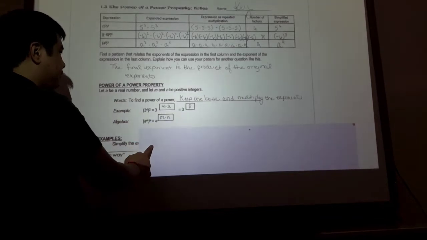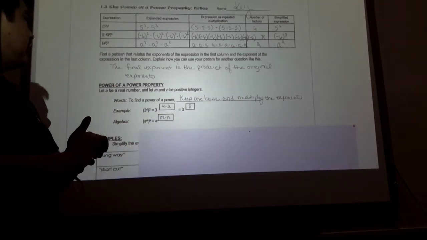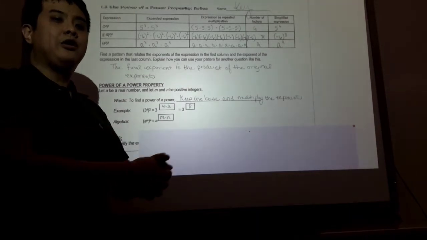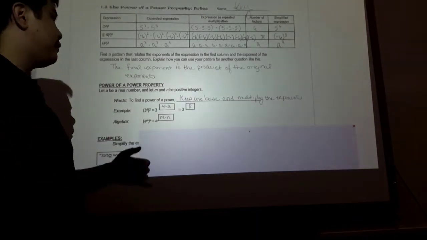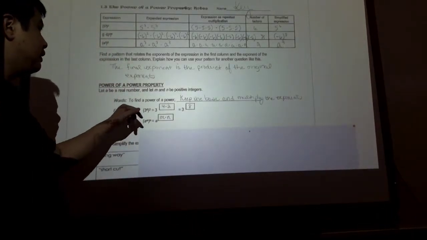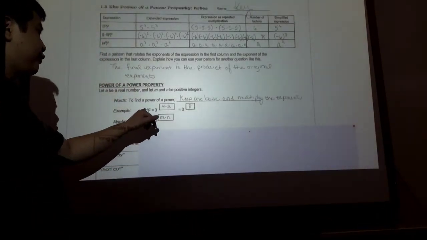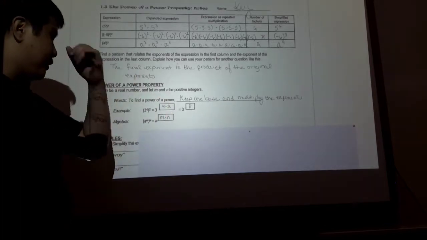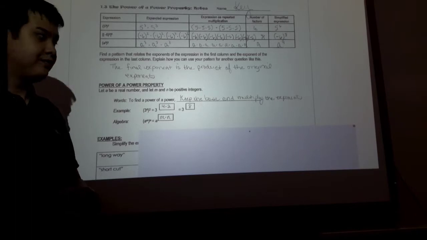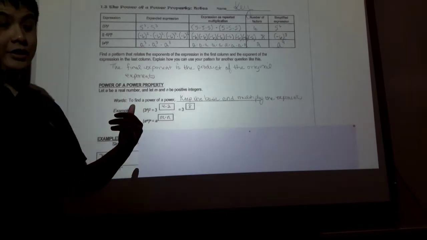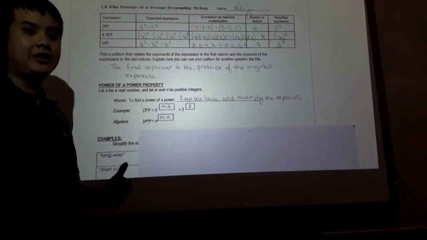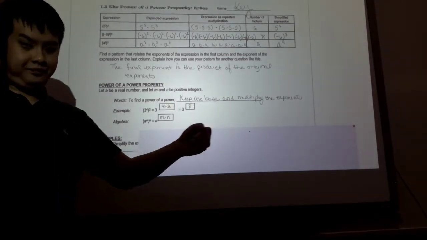So, in order for us to simplify something that's already taken to a power, when it's taken to a power a second time, we have to keep the base and multiply the exponents. So again, we have 3 to the 4th to the second power. That is going to be 3 to the 4 times 2, which gets us our 3 to the 8. If we were to use algebraic expressions, a to the m to the n power is a to the m times n power.